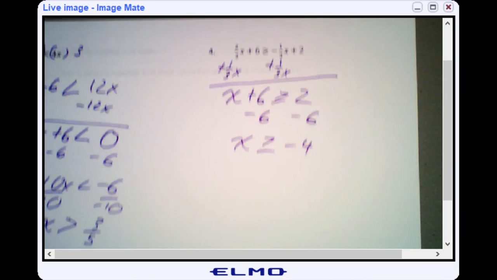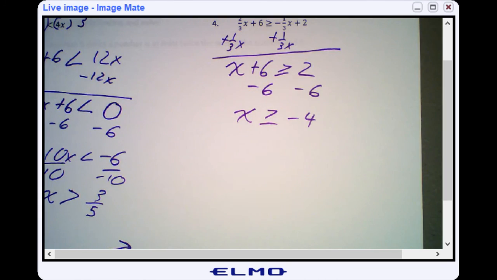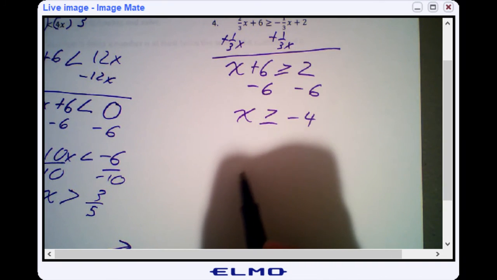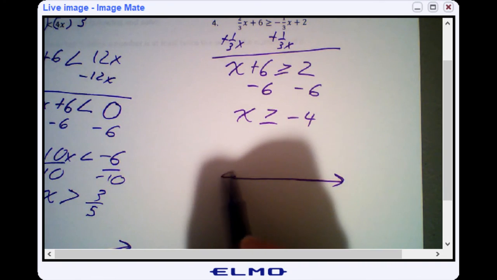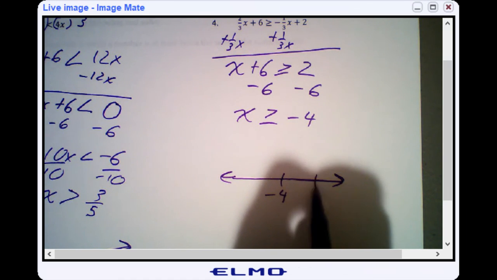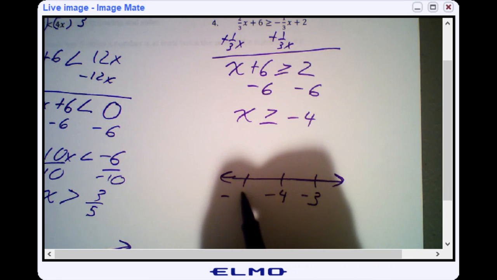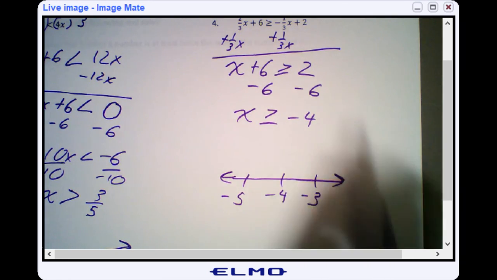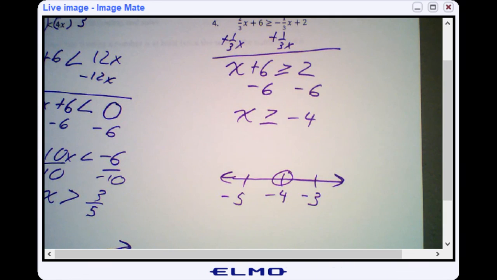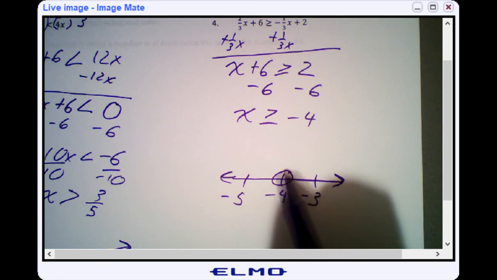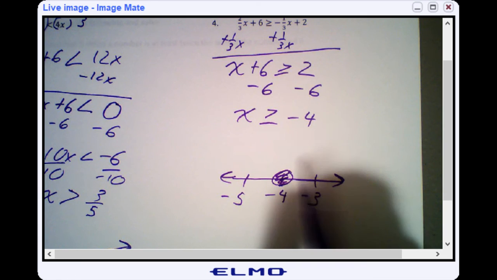And then I can go ahead and graph. So remember, any number greater than, bigger, or equal to negative 4 would be part of my solution set. Negative 3 is bigger than negative 4. Negative 5 is smaller than negative 4. My circle is going to go at negative 4. I'm going to shade it in because I have the equal to. Because x is greater, I'm going to go to the right.